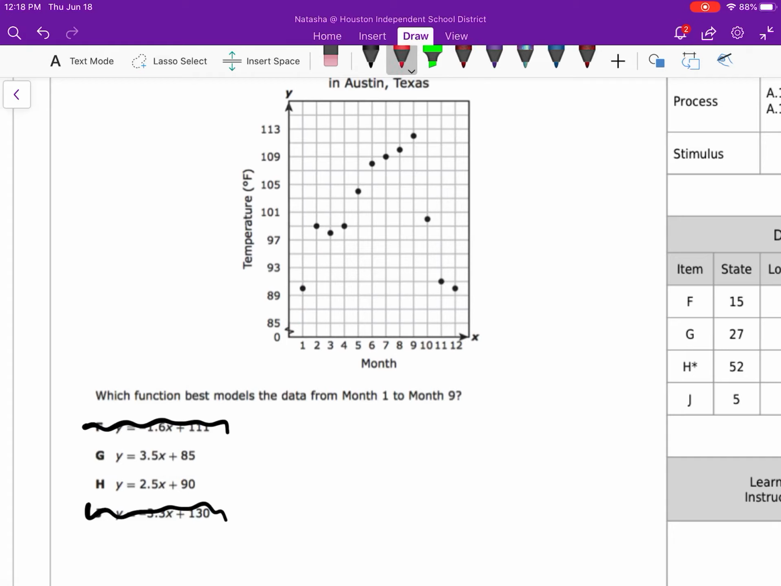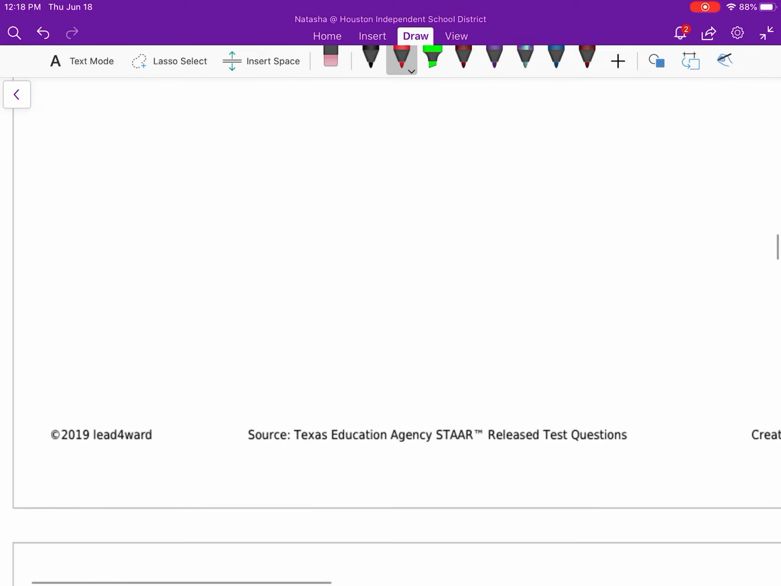So by that deduction, 90 is going to be here. If I have a y-intercept of 90 and a slope of 2.5, that's going to put me closer to what my points are going to be. So H is my answer choice.